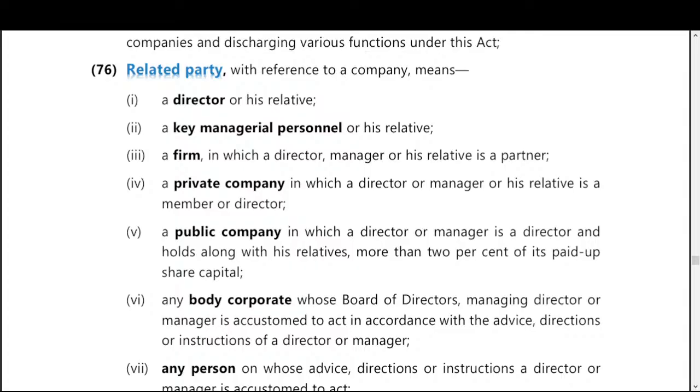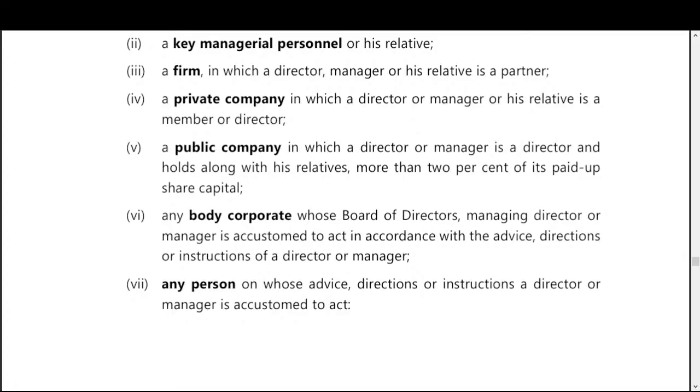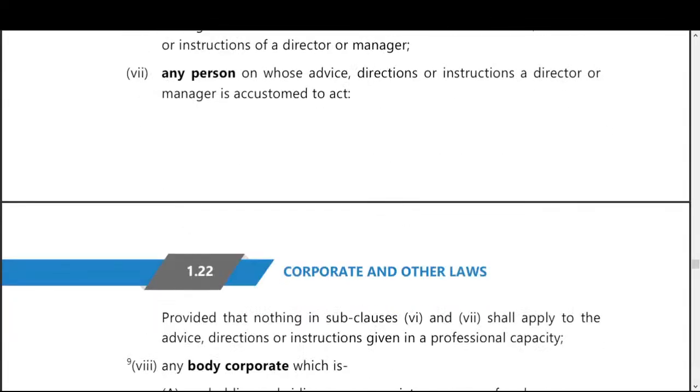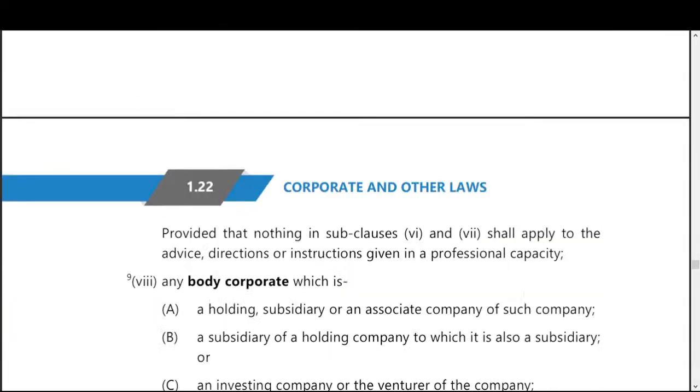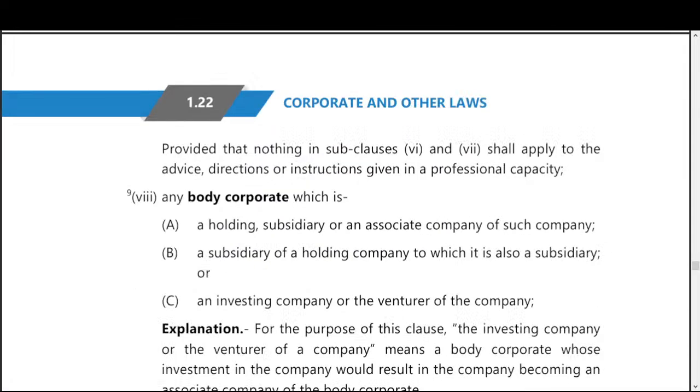Any body corporate whose board of directors, managing director, or manager is accustomed to act in accordance with the advice, directions, or instructions of a director or manager. Any person on whose advice, directions, or instructions a director or manager is accustomed to act, provided that nothing in sub-clauses 6 and 7 shall apply to the advice, directions, or instructions given in a professional capacity.